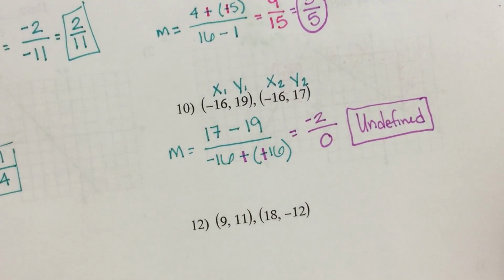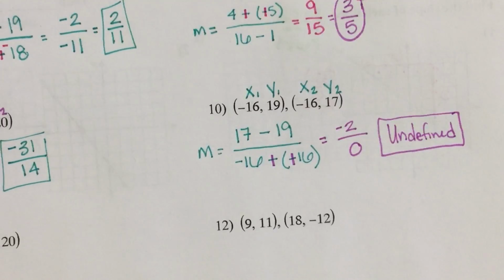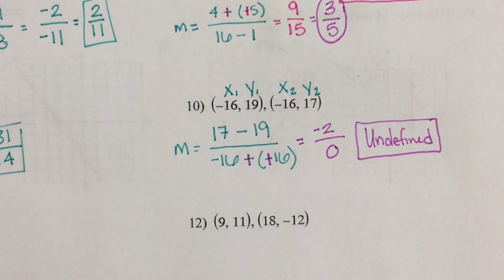Now if 0 is on the top, you can take 0 and divide it by a number, and that is just a slope of 0. But this one is undefined. Okay? So there are your examples of finding slope from two ordered pairs.